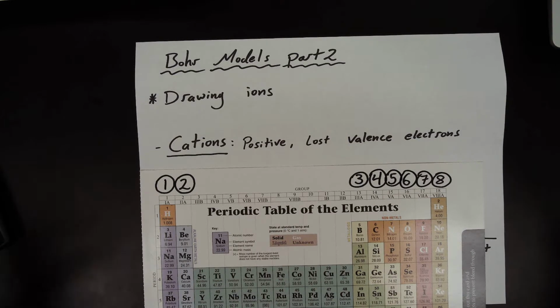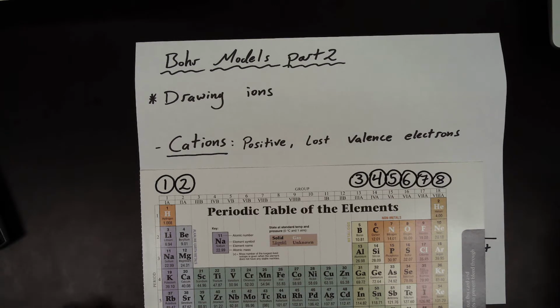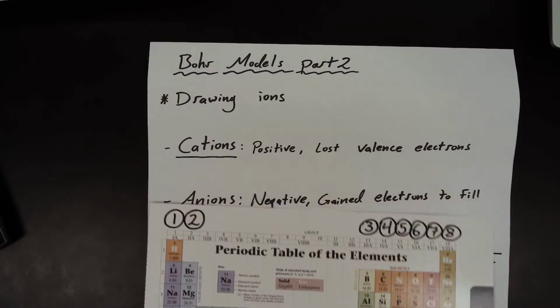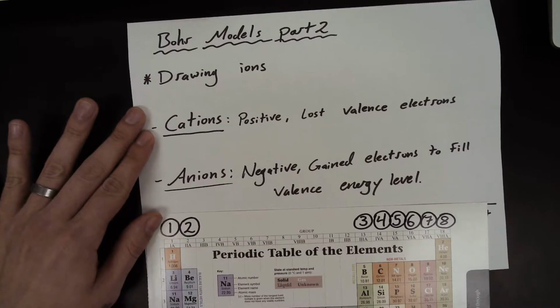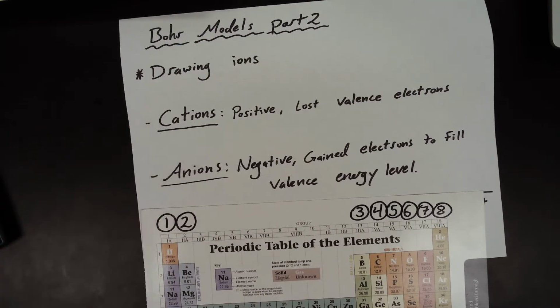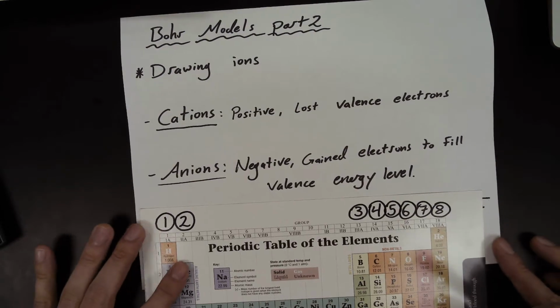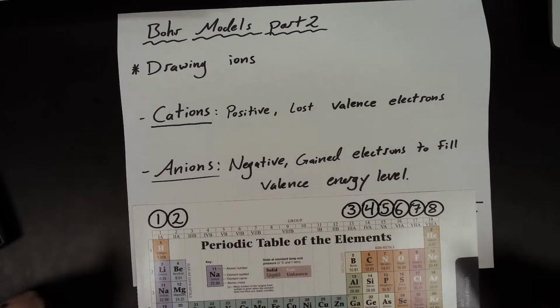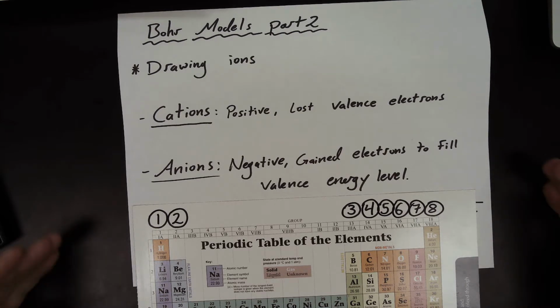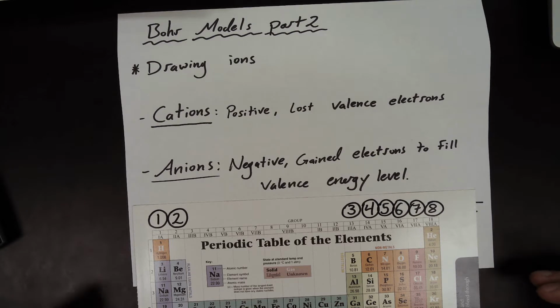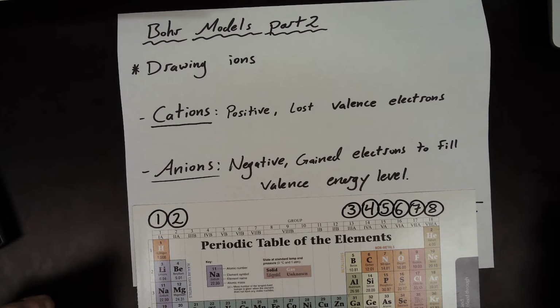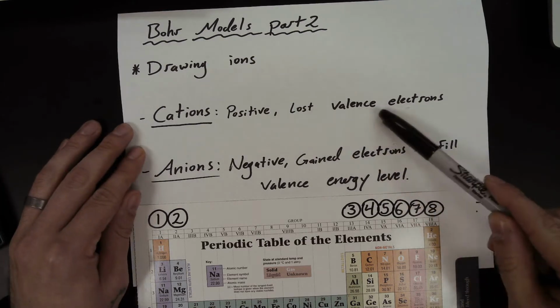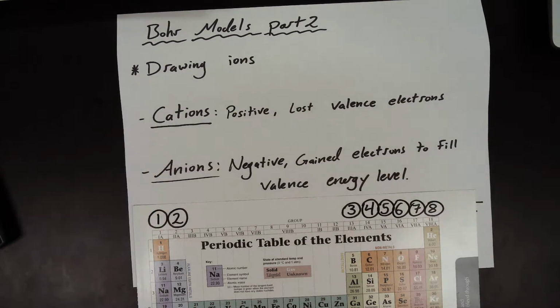Cations are a positive ion, and it means they've lost one or more valence electrons, okay? And the anions are negative, and it means that they've gained electrons to fill their valence energy level. Before we talk about this vocab, let's keep this in mind: if we lost negative electrons, we're going to end up with more protons. And that's why if you've lost some valence electrons, you end up with a positive cation.